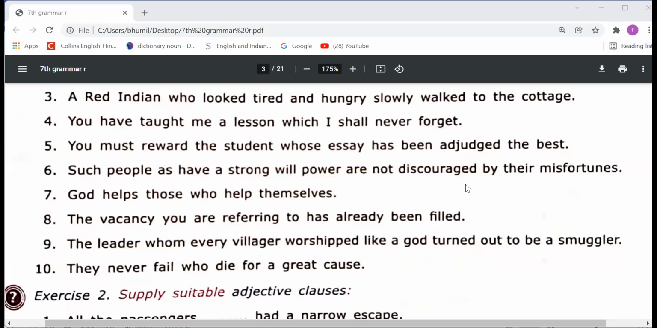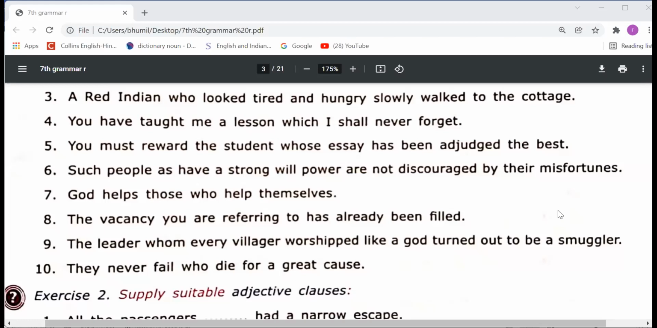Sir, villager worship like a god turn out to be a smuggler. But answer is almost right. Whom every villager worshipped like a god. This part is an adjective clause, and the leader. This word has been. The leader. Yes, very good, very good. Right answer is good.